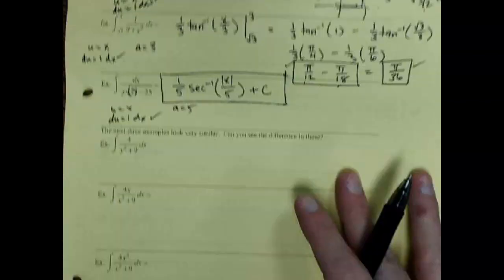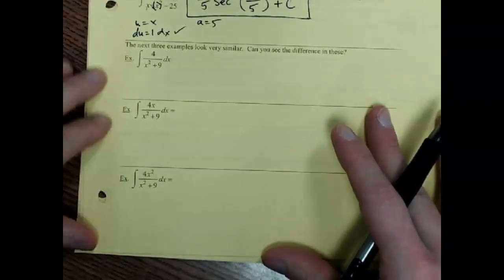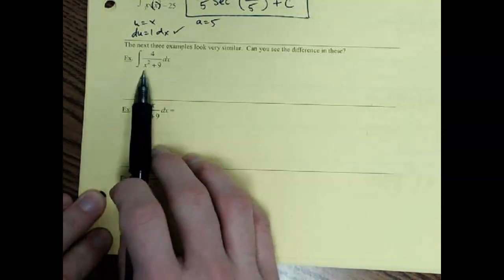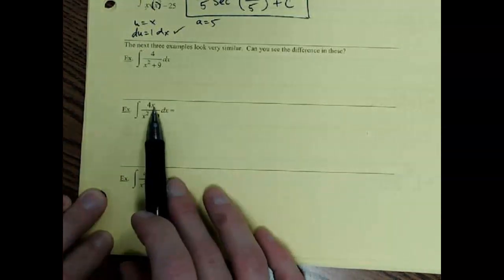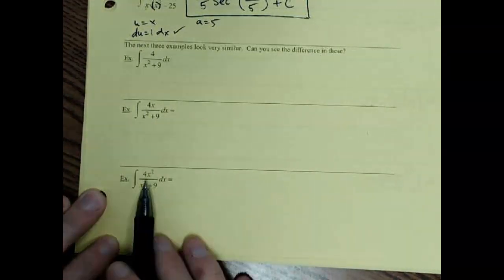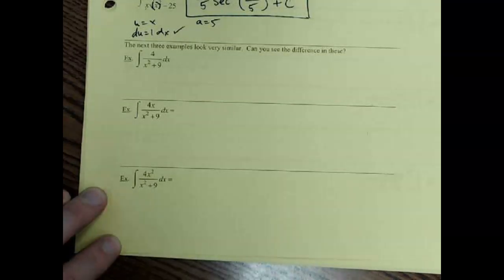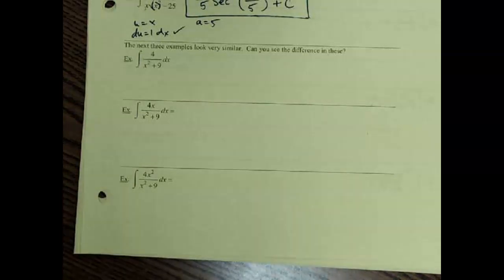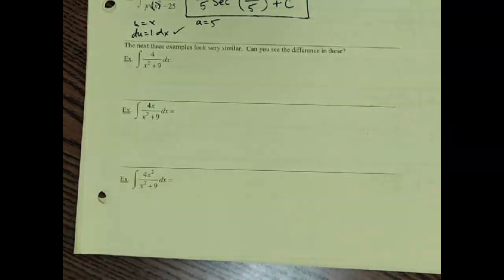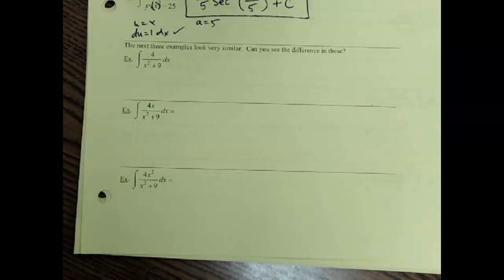All right, let's look at these three because they're similar. Here's 4 over x squared plus 9. This is 4x over x squared plus 9, and then this is 4x squared over x squared plus 9. Only one of these three questions is going to involve a u substitution. One of them is going to involve the inverse trig right away, and then one of them we're going to have to do some extra algebra before we could potentially even try to integrate it. Let's try to find the u sub one first.